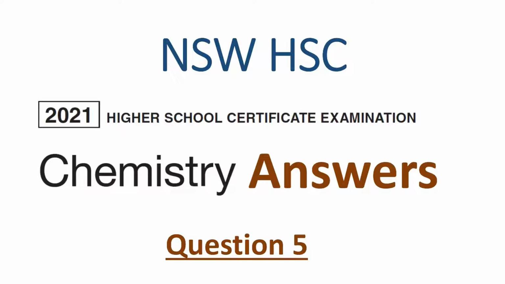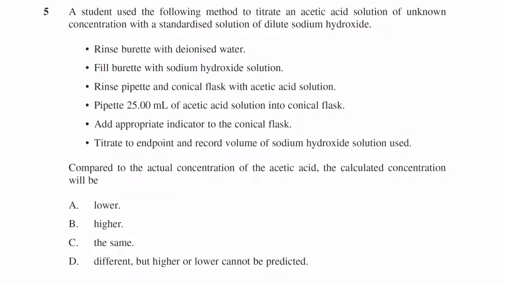In this video, we'll go over the answer to question 5 of the 2021 Chemistry HSC exam. There is quite a lot of text in this question, but effectively it's asking if you have an unknown solution of acetic acid and you titrate it against a standardized solution of dilute sodium hydroxide. If you calculate the concentration of the acetic acid following the steps listed here, how does that calculation compare to the true concentration of the acetic acid?